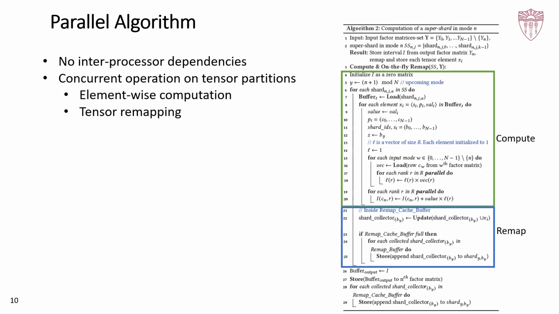After generating the FLYCOO format, to support it, we introduce a parallel algorithm that has no interprocessor dependencies, and it can support element-wise computation of spMTTKRP and tensor remapping in parallel. So you can hide the remapping cost, or you can overlap the tensor remapping time with element-wise computation.